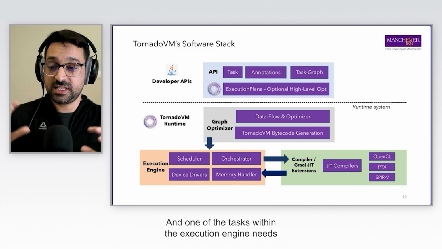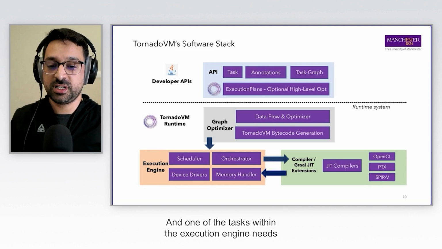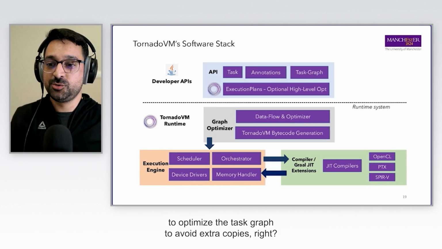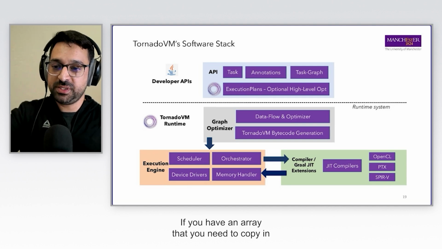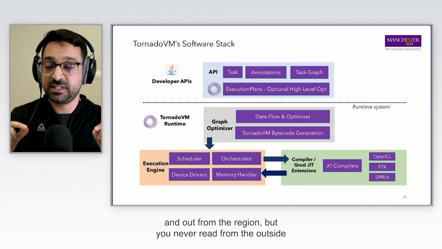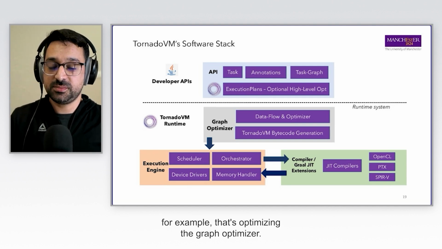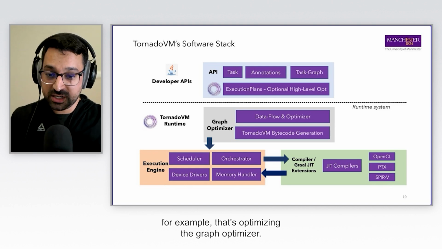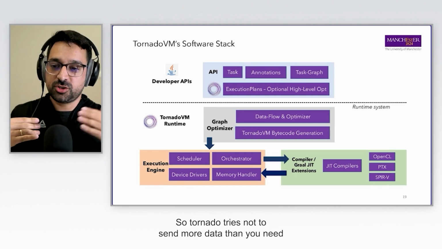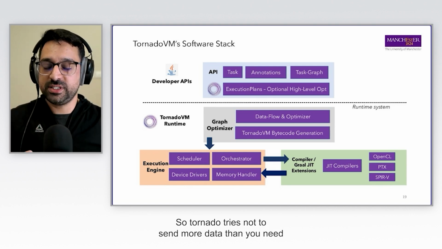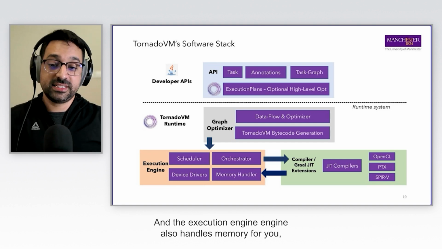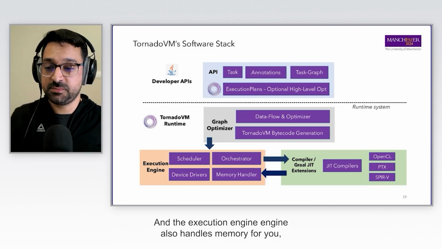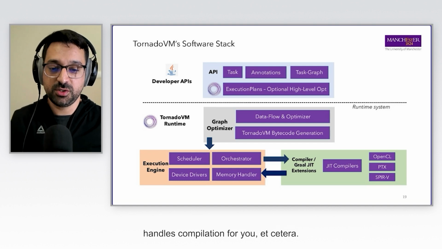And one of the tasks within the execution engine is to optimize the task graph to avoid extra copies, right? If you have an array that you need to copy in and out from the region, but you never read from the outside, for example, that's the graph optimizer. So Tornado tries not to send more data than you need or get back more data than you need. And the execution engine also handles memory for you, handles compilation for you, etc.